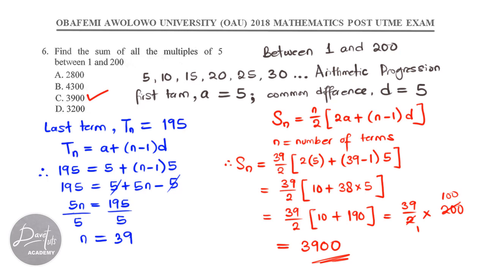What we need to note is that we are dealing with values between 1 and 200, and 200 is not going to be included in that particular scenario.